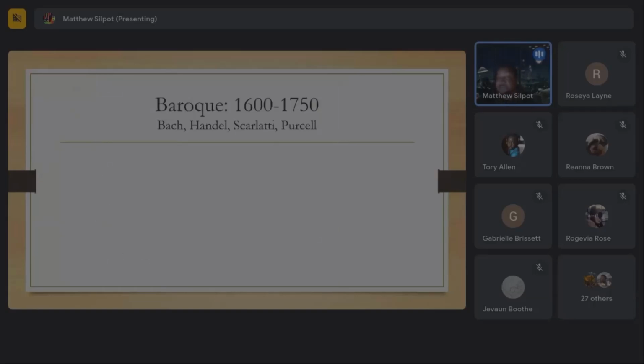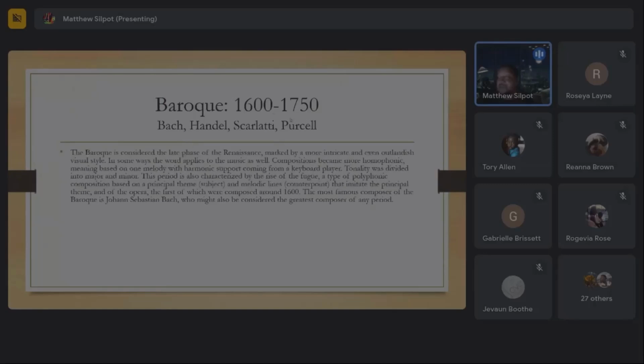So Baroque period, you have from 1600 to 1750. These are some notable composers within the Baroque period. So we have Bach, Handel, Scarlatti, and Purcell. So when you talk about Baroque music, those are some names that will pop up, which will be popular around that time. And it's considered a late phase of the Renaissance, marked by a more intricate and even outlandish visual style. In some ways, the word applies to the music as well.